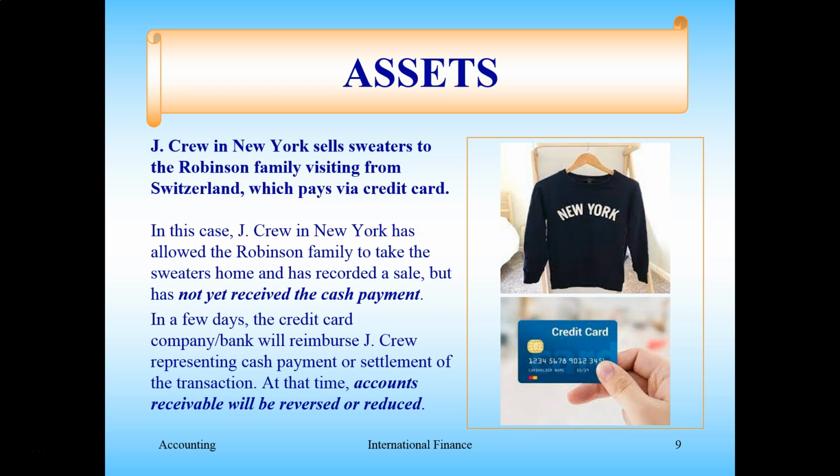For example, J. Crew in New York sells sweaters to the Robinson family visiting from Switzerland, which pays via credit card. In this case, J. Crew in New York has allowed the Robinson family to take the sweaters home and has recorded a sale, but has not yet received the cash payment. In a few days, the credit card company or bank will reimburse J. Crew, representing cash payment or settlement of the transaction. At that time, accounts receivable will be reversed or reduced.